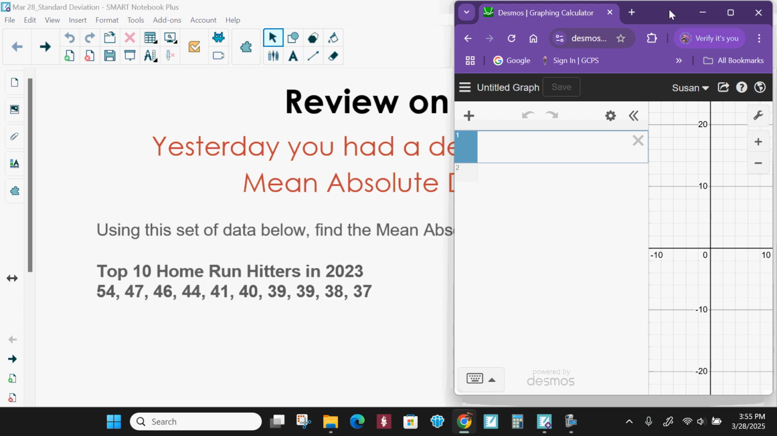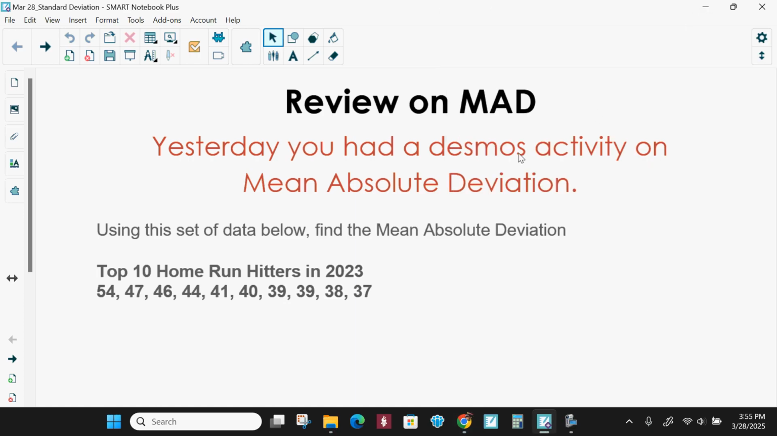Okay, so what we have right now is we're looking at what we did yesterday after the quiz with the mean absolute deviation. So just to review what the activity was about, here's 10 home run lists from 2023 of Major League Baseball players. These are the top 10 home run hitters. So these are how many home runs they hit in 2023.